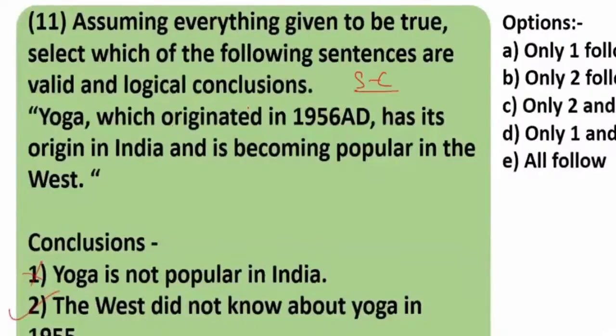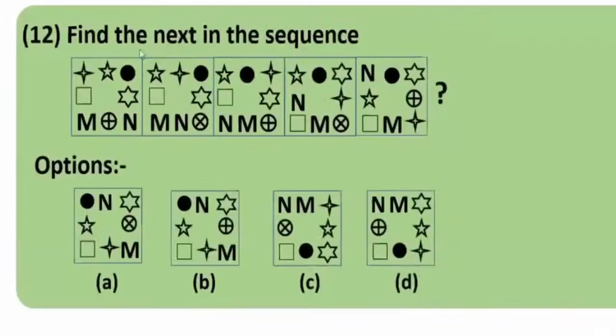This is valid. This is correct because yoga originated in 1956 and its origin is in India. So other countries don't know about yoga, and that too before 1956 no one knew. Then yoga is losing popularity in present India. Again, this is not mentioned, it is just saying that it is becoming popular in the West. So only 2 follows. Again, pause the video and try to find the sequence.